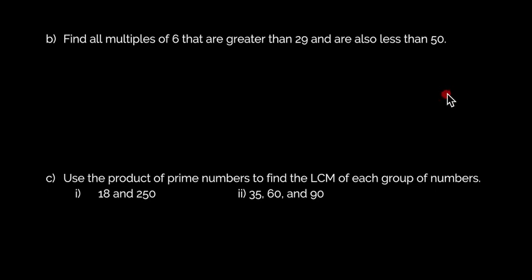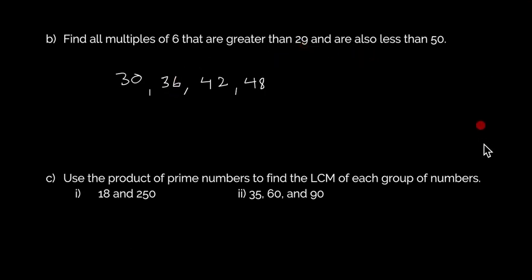All right, this one's a little bit more specific. It says find all the multiples of 6 that are greater than 29 and also are less than 50. So we could start with 6 times 1, 6 times 2, 6 times 3, 6 times 4. They're all less than 29, so they don't count. 6 times 5 is the first one that's greater than 29. 6 times 6 is 36. 6 times 7 is 42. 6 times 8 is 48. And if I did 6 times 9, it would be outside of the 50. It would be too big. So these are our numbers that are multiples of 6 that are greater than 29 and less than 50.